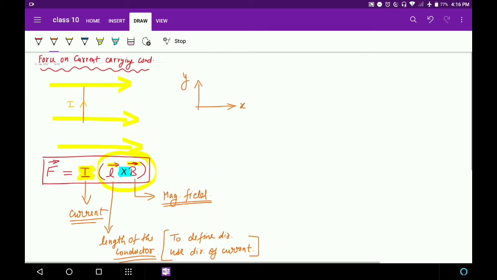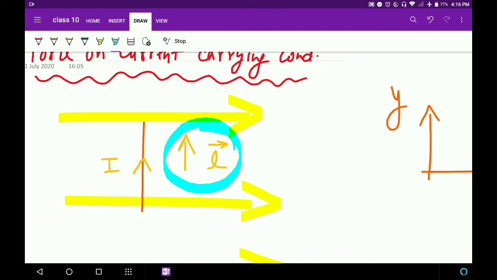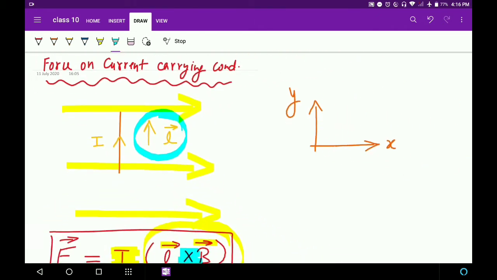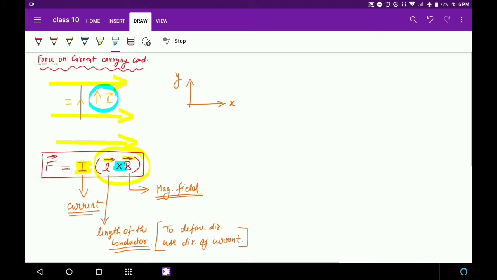Okay, so let's come here and take this example. Over here the current is flowing in upward direction. If current is flowing in upward direction, what I will do is I will take the direction of L as upwards. As simple as that. Nothing fancy, nothing difficult.